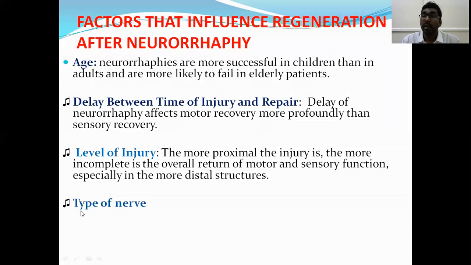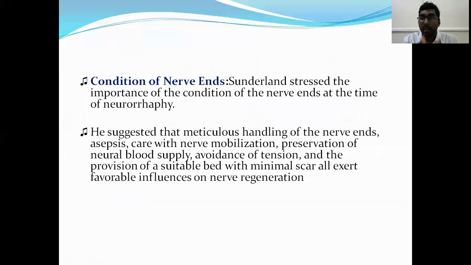And the type of nerve: whether it is a pure motor, pure sensory or mixed nerve. In ascending order, pure motor recovers best, pure sensory is medium, and for the mixed nerve, compared to these two, the recovery is less. And the condition of the nerve ends: if the nerve ends are clean and clean cut, the recovery will be best. If the nerve ends are damaged or crushed, or any debris is present or contaminated, you have to trim them. So in that case also the recovery is less.